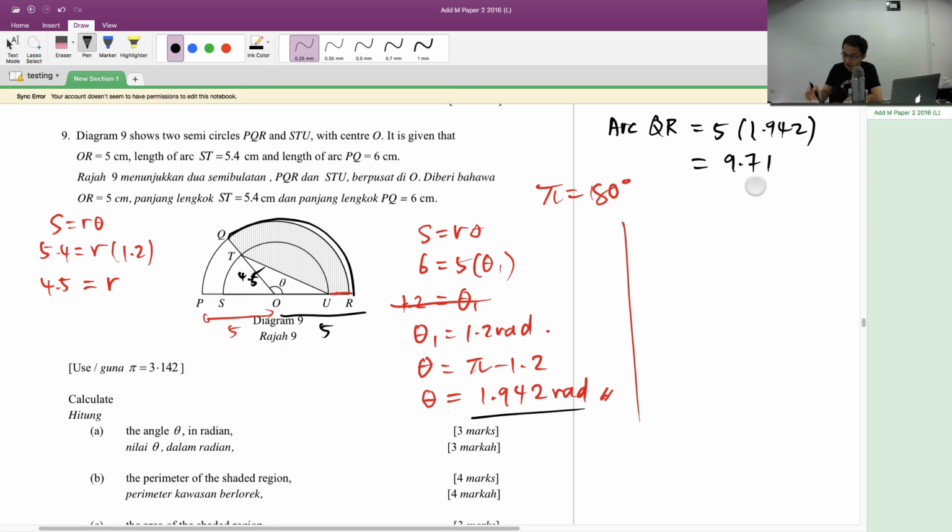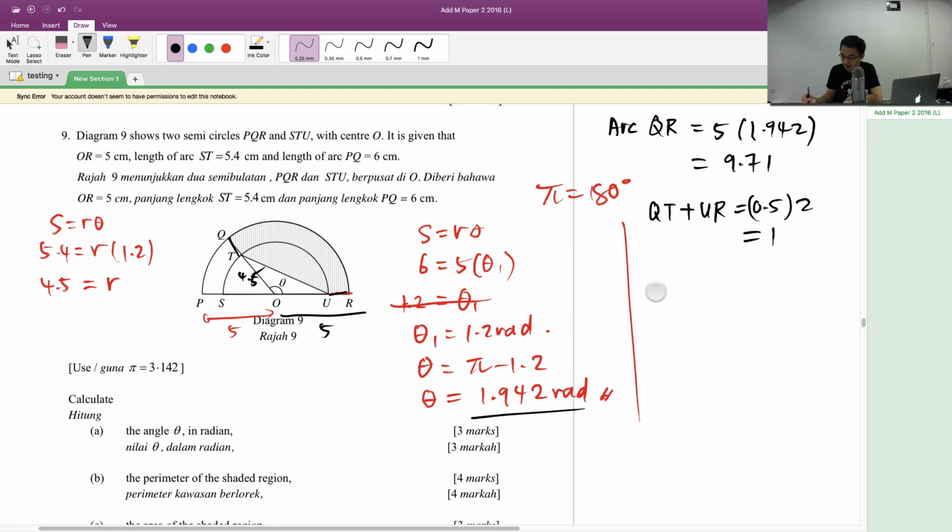After we finish this one, we can find QT and UR easily. They are just 5 minus 4.5, which is 0.5. So QT plus UR is just 0.5 multiplied by 2, which is 1. Then the last thing I want to find is length TU.